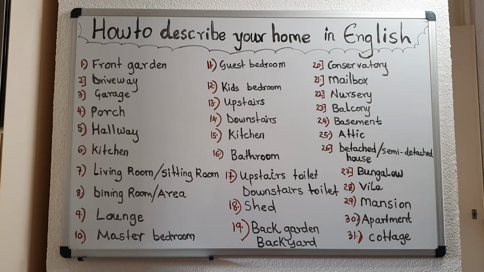Okay, the next word is attic. Attic. Now, an attic is the opposite of a basement. A basement is found below ground level, and the attic is found right at the top of your house. Okay, it is part of a building, especially of a house, directly under a roof or garret.